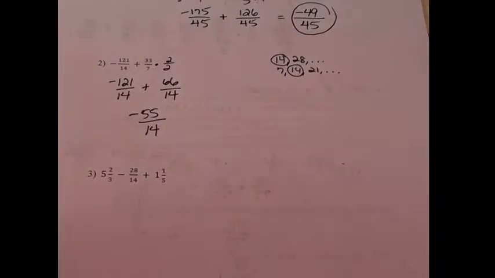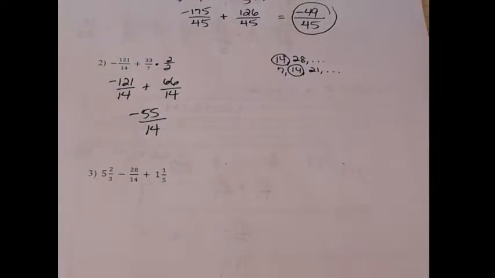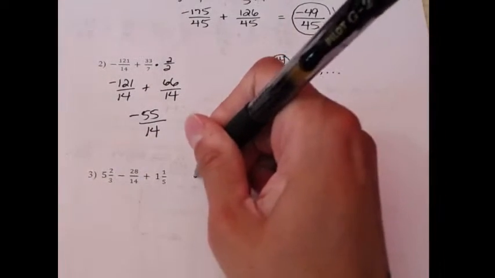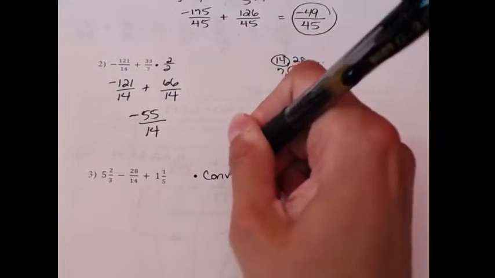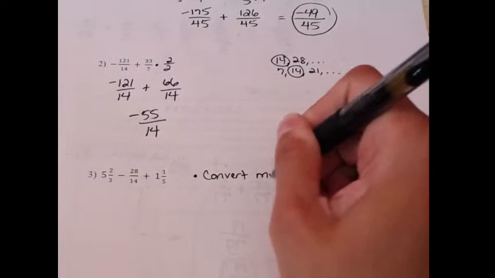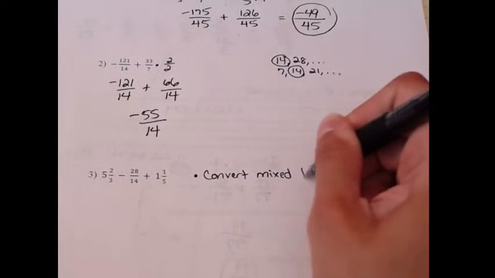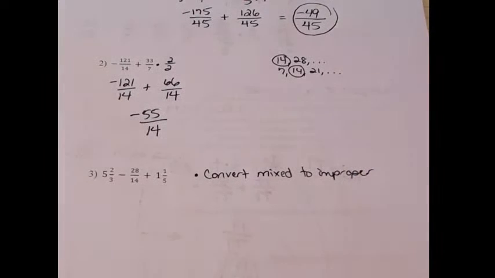Okay, let's take a look at this craziness. As I examine 5 2/3 minus 28 over 14 plus 1 1/5, the first thing I would recommend is let's convert from mixed number to improper fraction form. So I'm going to make a note here: convert mixed to improper. That's the first thing I'd probably do, right?